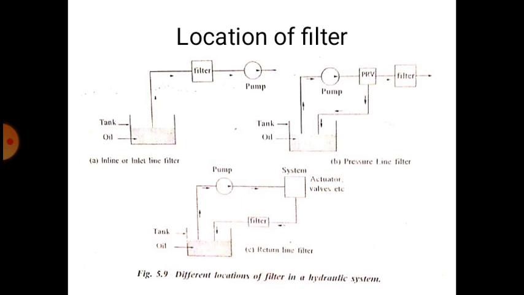So in the pressure line filter, we are going to fit the filter after the pump. After the filter, the oil will go to the system towards the directional control valve and towards the actuator. And in the return line, we are going to fit the filter in the return line after doing the work in the actuator. The oil has to return to the reservoir. So in that line, in the return line, we are going to fit the filter.